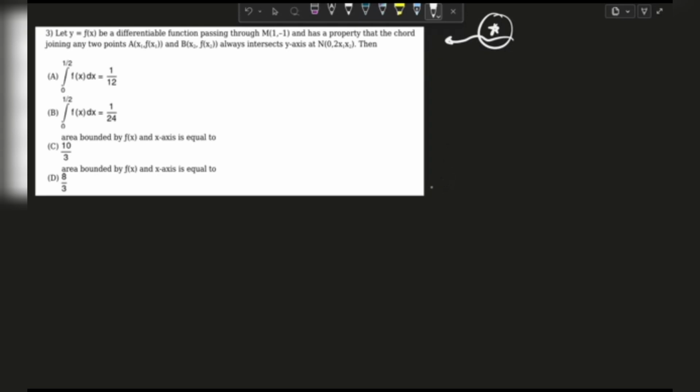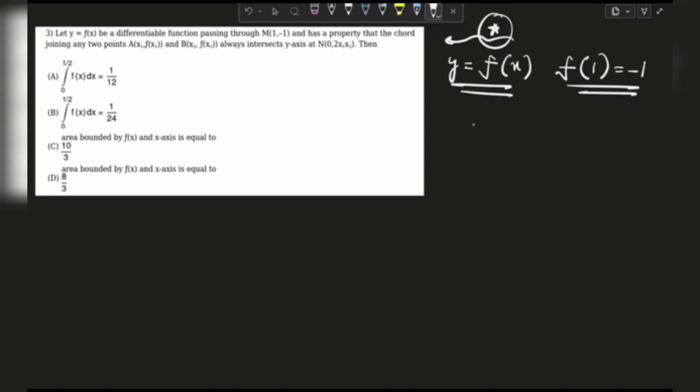Okay, so I'm starting off now. Some information has been given that we have a function y equals f of x, which is differentiable and hence obviously continuous, and it is passing through (1, -1). So we can write that f of 1 is -1. And it has a property that the chord joining any 2 points (x1, f(x1)) and (x2, f(x2)) always intersects the y-axis at (0, 2x1x2).